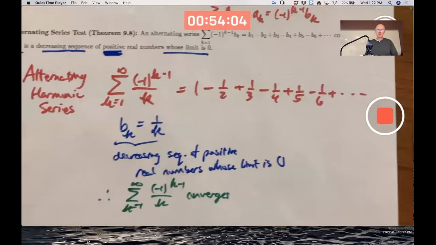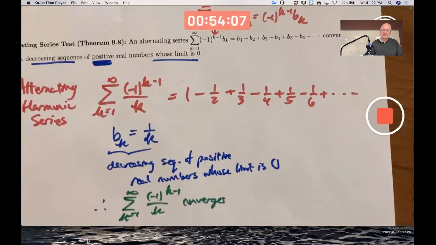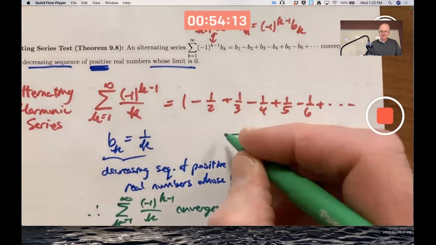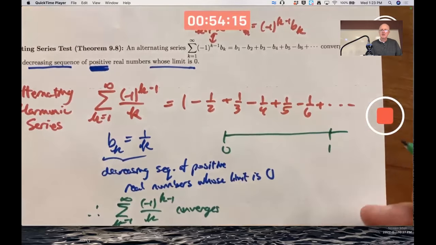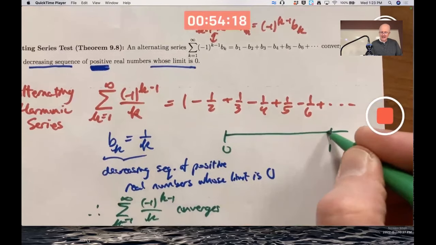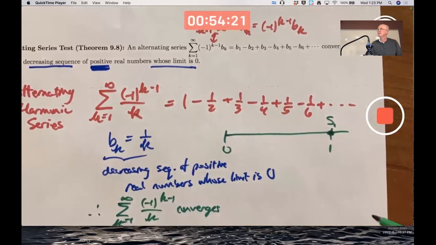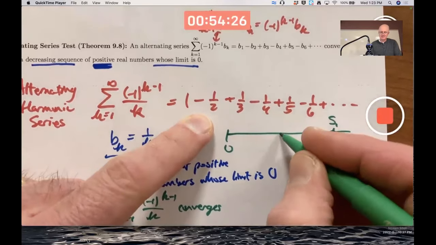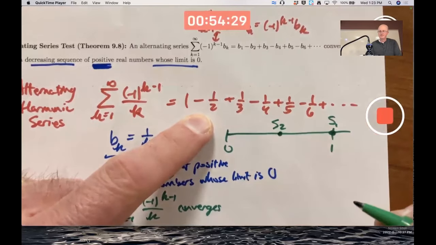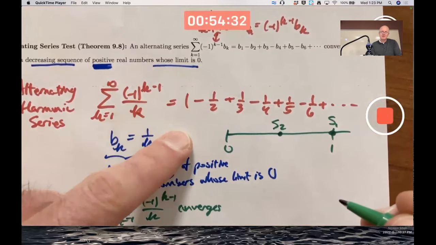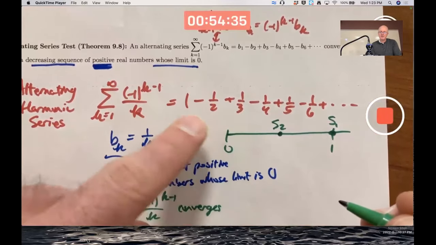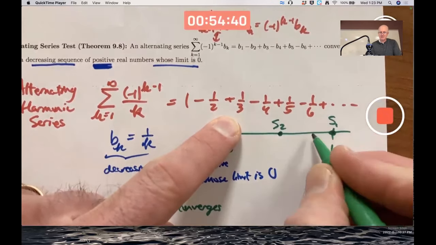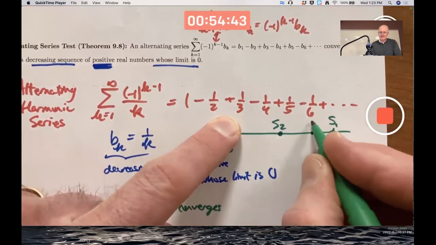If you draw a little picture of the partial sums, it does make some intuitive sense that this should converge. And we could even estimate its sum. Here's 0, here's 1. The first partial sum is just 1. That's S sub 1. The second partial sum is 1 minus a half, which is a half. That's S sub 2, 0.5. The third partial sum is 1 minus a half plus a third. 0.5 plus 0.3 repeating is 0.8333 repeating. Say right about here, that's S3.